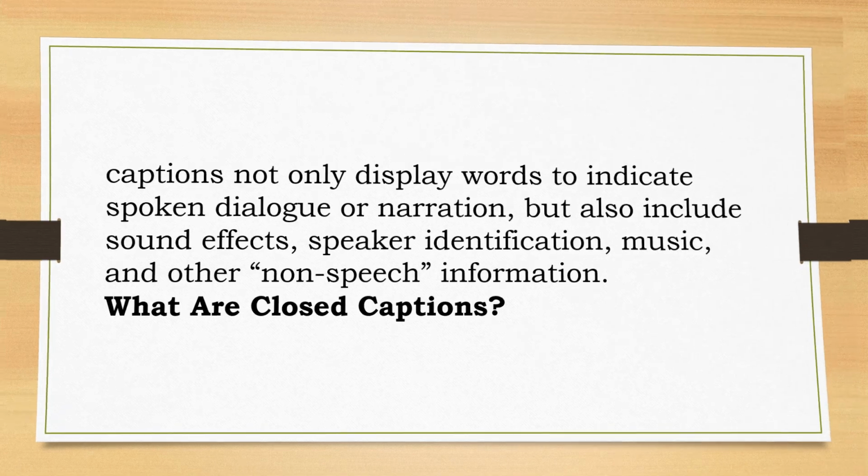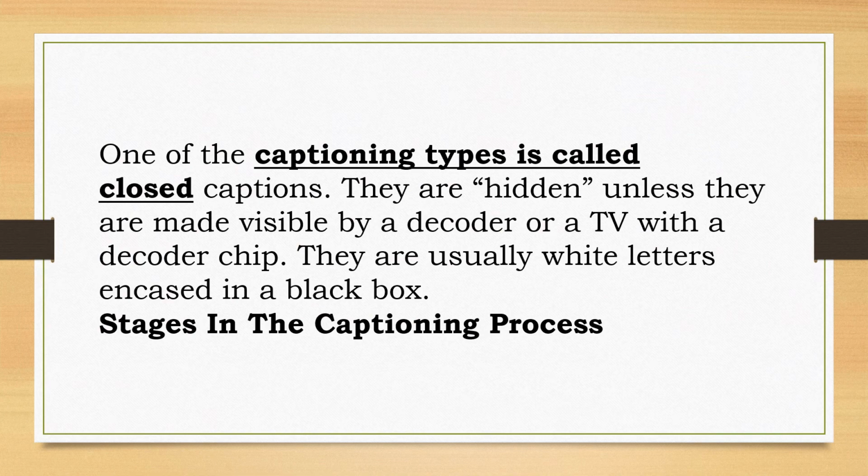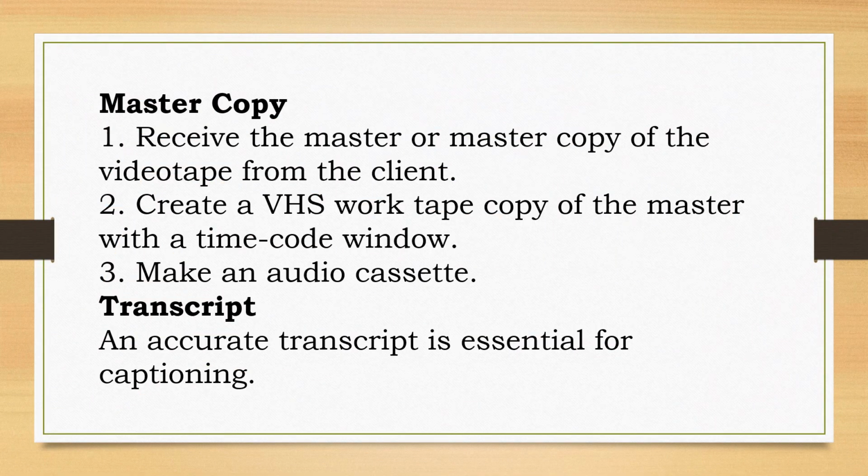What are closed captions? One of the captioning types is called closed captions. They are hidden unless they are made visible by a decoder or a TV with a decoder chip. They are usually white letters encased in a black box. Stages in the captions. Master copy. 1. Receive the master or master copy of the videotape from the client. 2. Create a VHS work tape copy of the master with a timecode window. 3. Make an audio cassette.